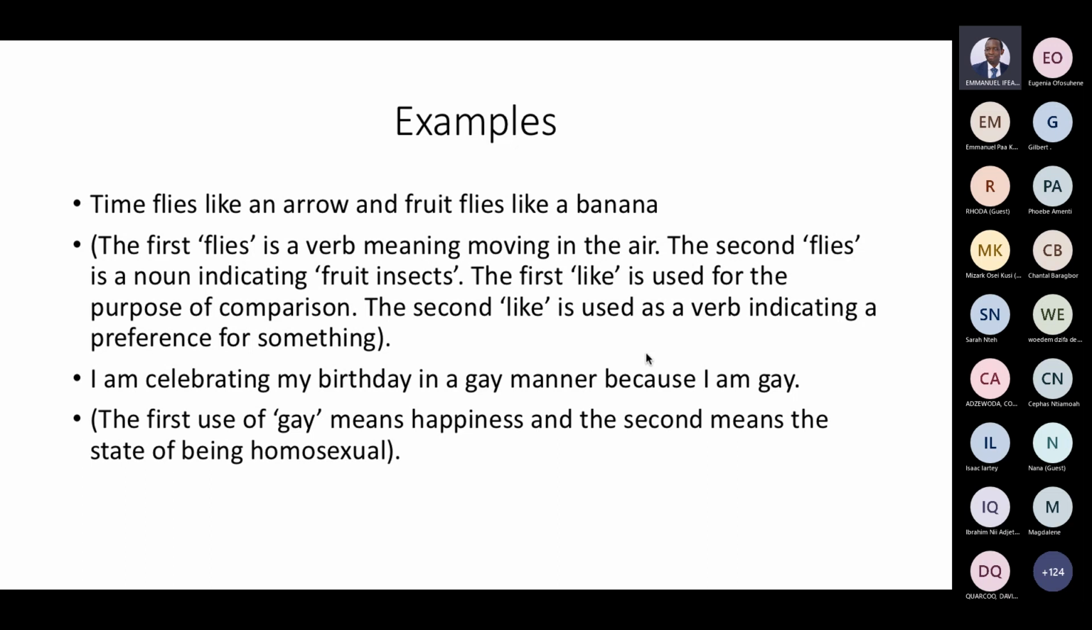Now, another example, I'm celebrating my birthday in a gay manner because I'm gay. The first use of gay means happiness, and the second means the state of being homosexual.